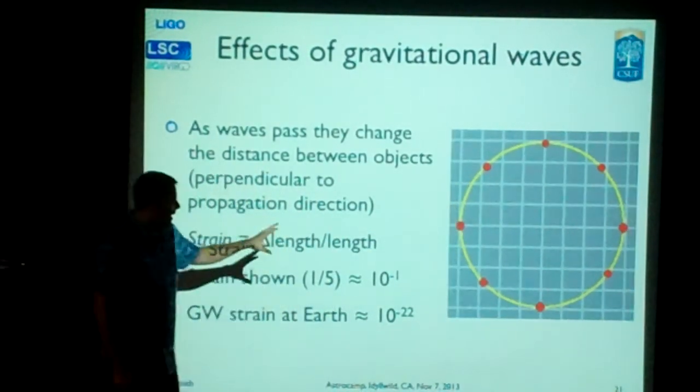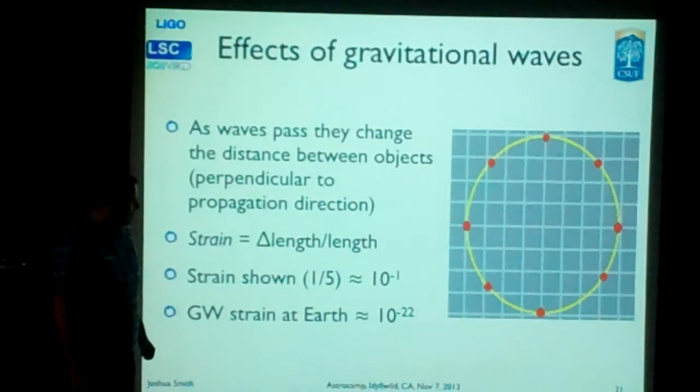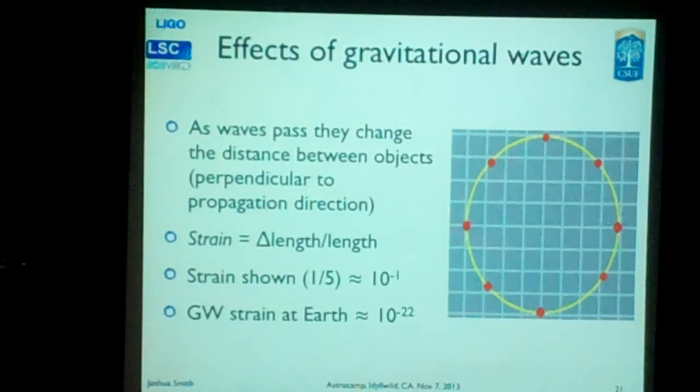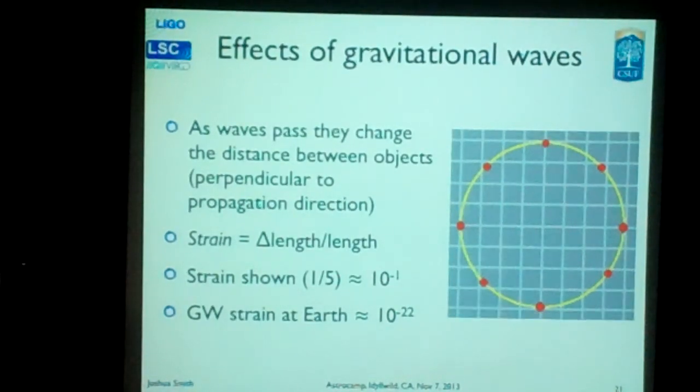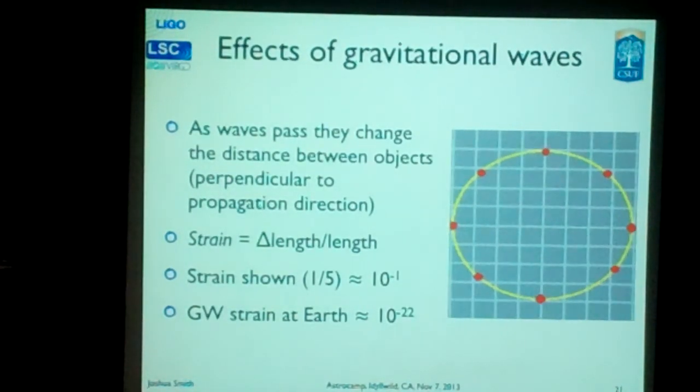So it would be dividing that motion by 1 with 21 zeros after it. And to put that into perspective, if you had a meter stick, it would move 10 to the minus 22 meters, which is pretty useless because we don't know anything that small.